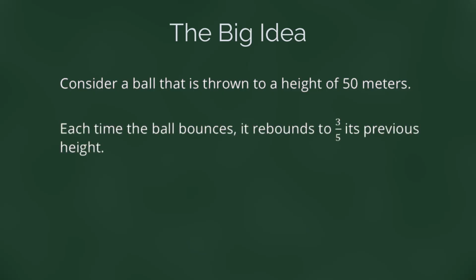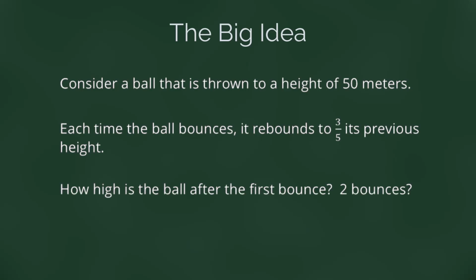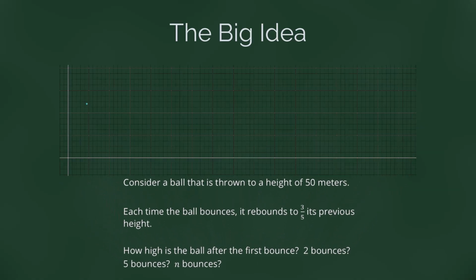So a question we might ask is, how high is that ball after its first bounce? How high is it after 2 bounces, 5 bounces, n bounces? We can get a sense of what these bounces will look like by looking at this animation. Each dot on the graph represents a unique bounce height for the ball. Sequences give us a way to examine and answer questions like this one.